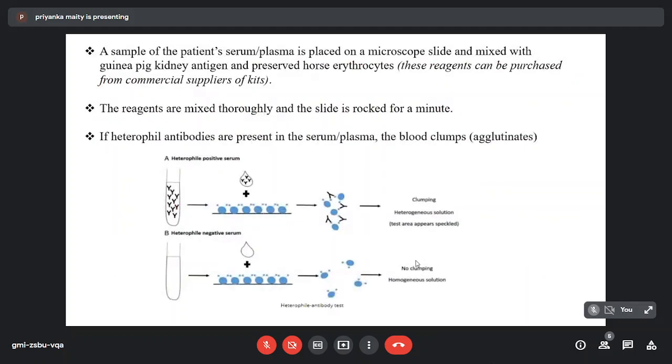A sample of the patient's serum or plasma is placed on a microscope slide and mixed with guinea pig kidney antigen and preserved horse erythrocytes, which are available commercially. The reagents are mixed thoroughly and the slide is rocked for a minute. If heterophile antibodies are present in the serum or plasma, the blood clumps or agglutinates.